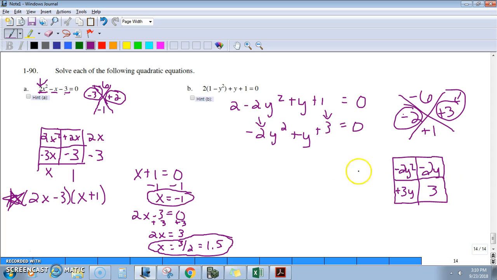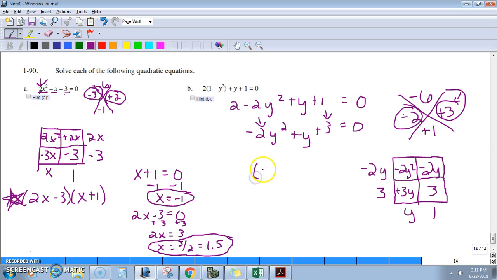Negative 2y squared and negative 2y, I can take out an entire negative 2y. Negative 2y times what is negative 2y? Well, that's just going to be 1. 1 times what is 3? That's just going to be 3. 3 times what is 3y? That's just going to be y, and we can check: y times negative 2y is negative 2y squared. So I have factored it.